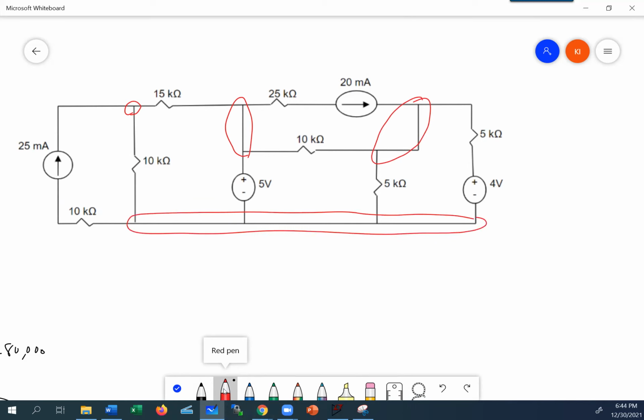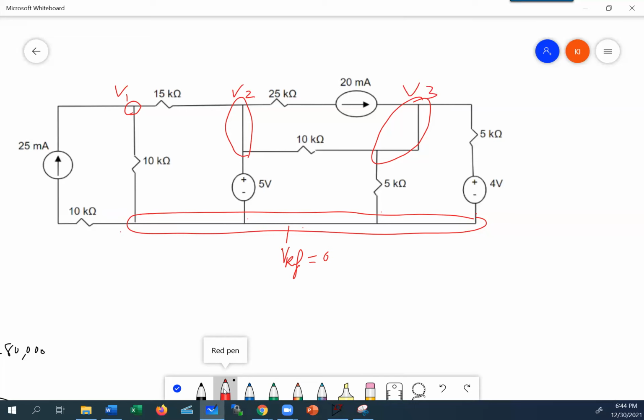Okay. So I have four nodes. One of them, and usually I pick the one that has the highest number of branches. This one has 1, 2, 3, 4, 5 elements coming to it. So I'm going to make that the reference, and I'm going to say that is equal to 0. Remember, I can do that. And then I'll name the rest of them simply V1, V2, and V3.